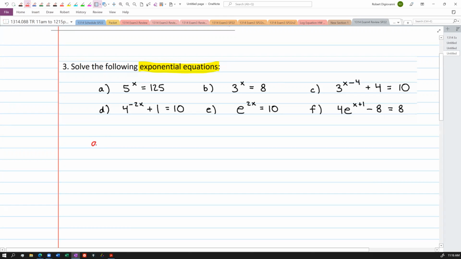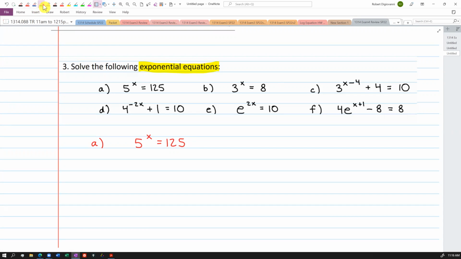So I'm going to start with A. 5 raised to the x equals 125. By the way, you could do that just by looking. Some of you might be able to just tell me the answer without doing it. 5 raised to what number is 125? Well, the answer is 3. But let's act like we didn't know that, okay? And let's go through the procedure.